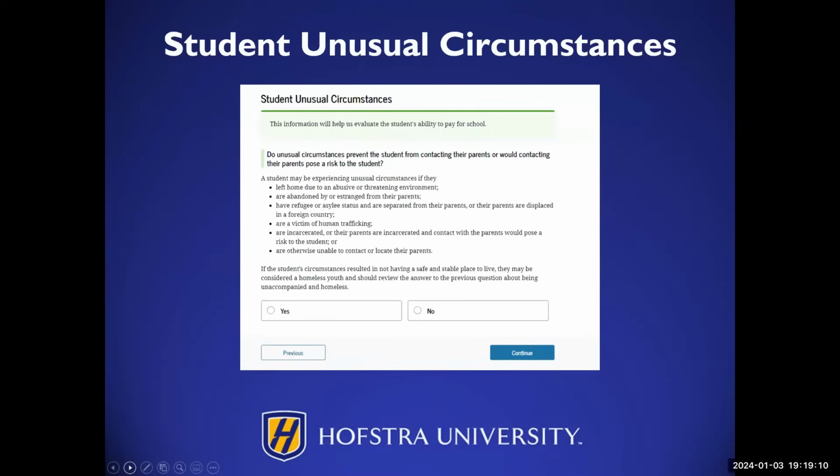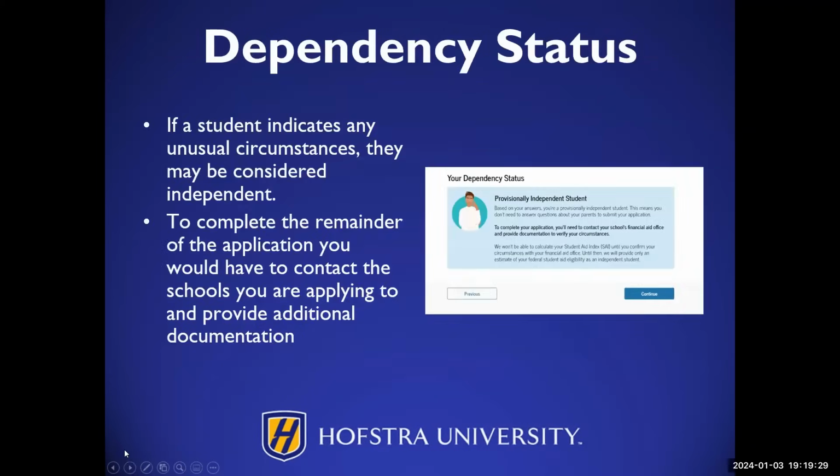So if any students have gone through any of these, they might indicate yes. If they do indicate yes, they may need to provide additional information to the school. If they indicate no, they are most likely a dependent student. So for this purpose, we're going to say no. So then it will say whether you're an independent or dependent student.